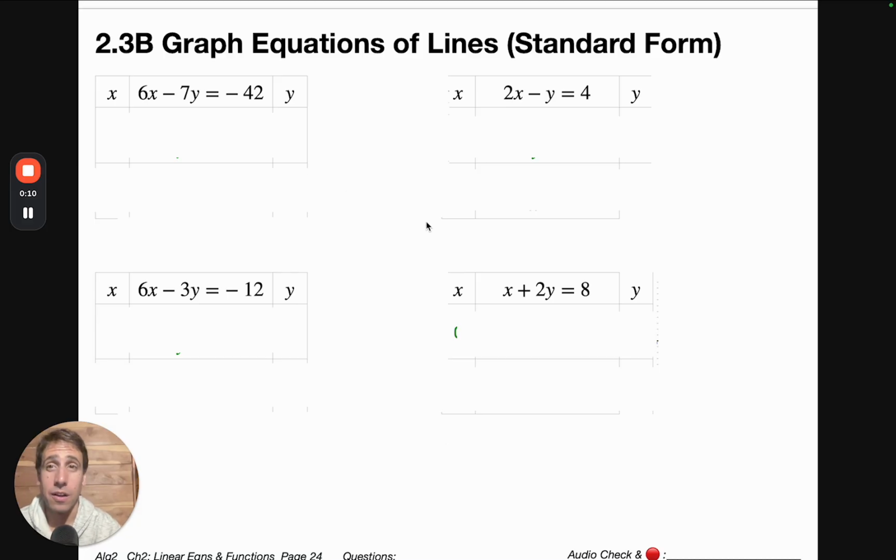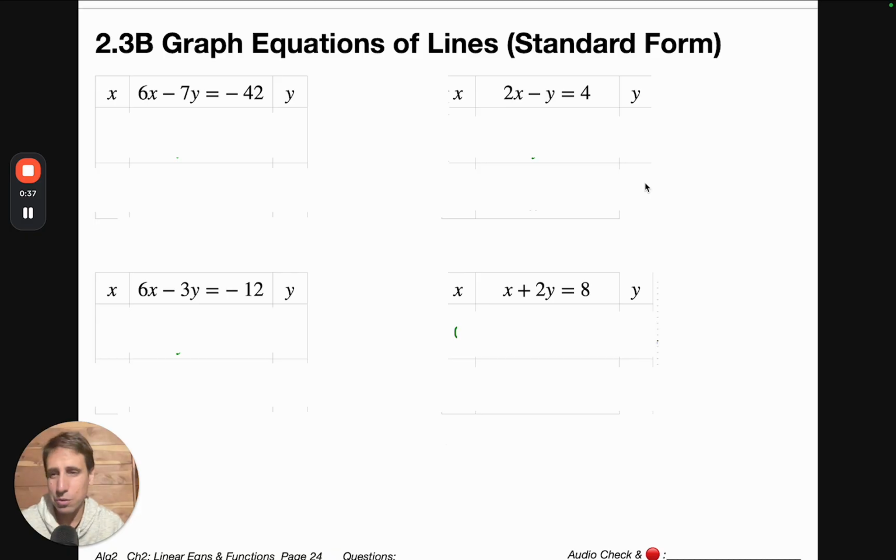Here we go. Standard form, what does that look like? Standard form is usually like a number x, plus or minus a number y, equals a number. It doesn't matter why they call it standard form right now. I'll tell you later in class if you like. But you can notice the four examples that I have here are all in standard form: x term, y term, equals a number.